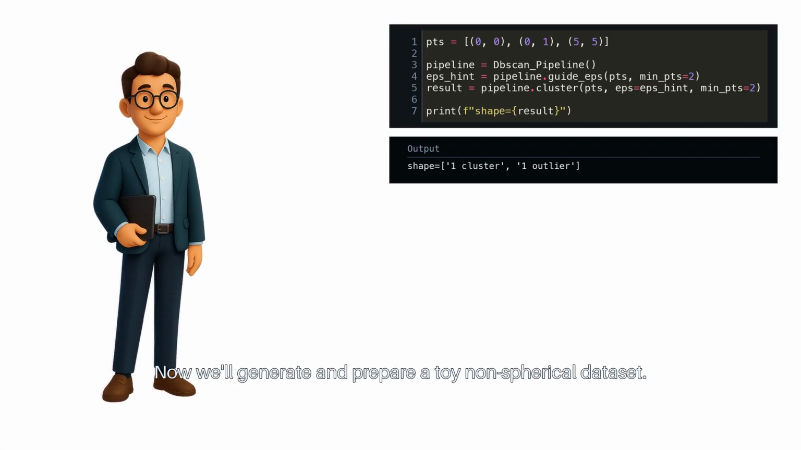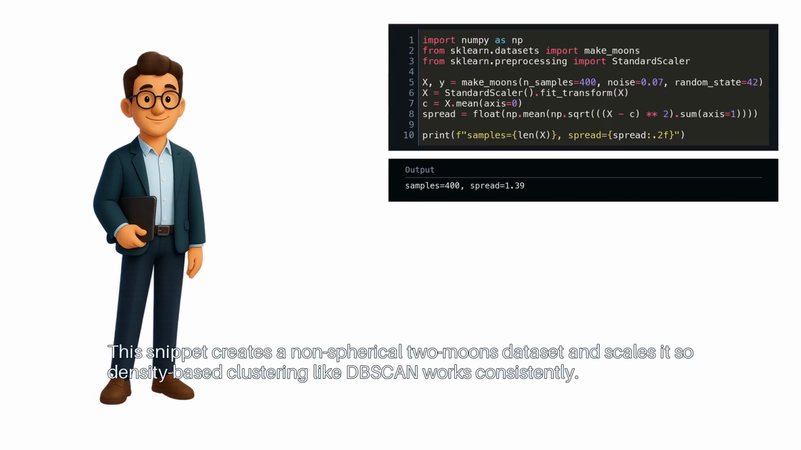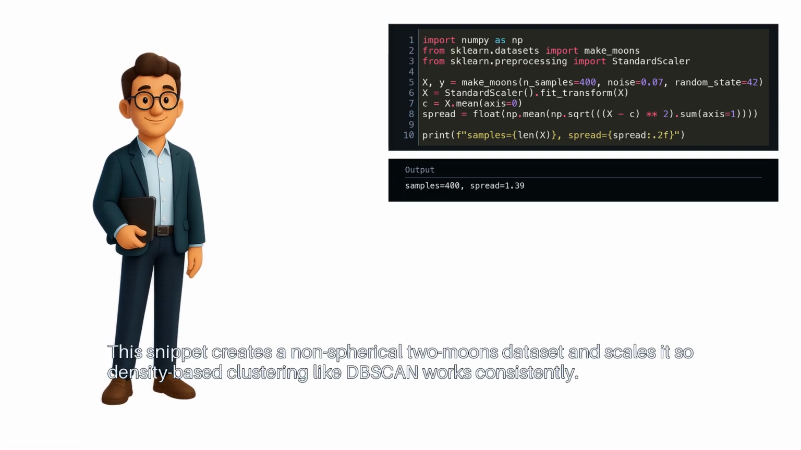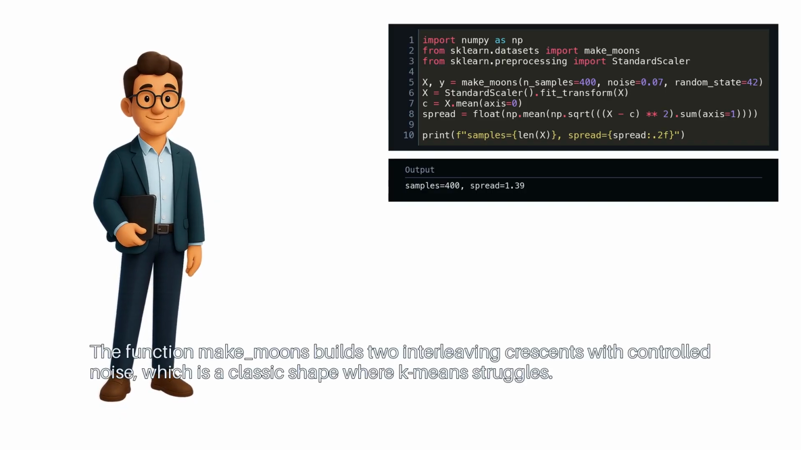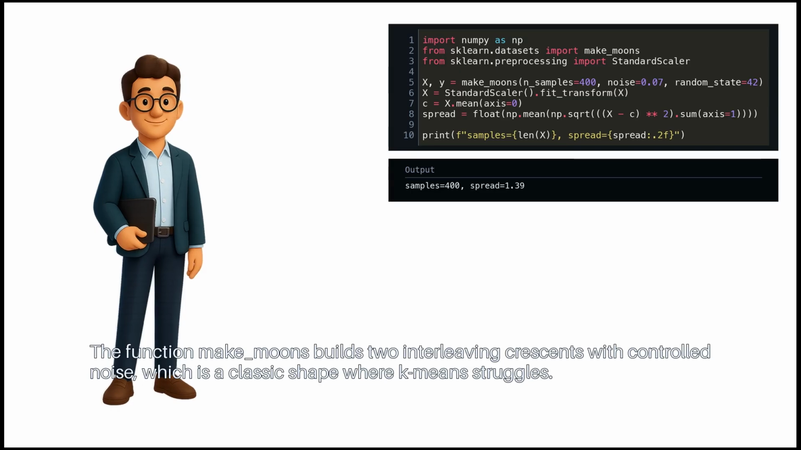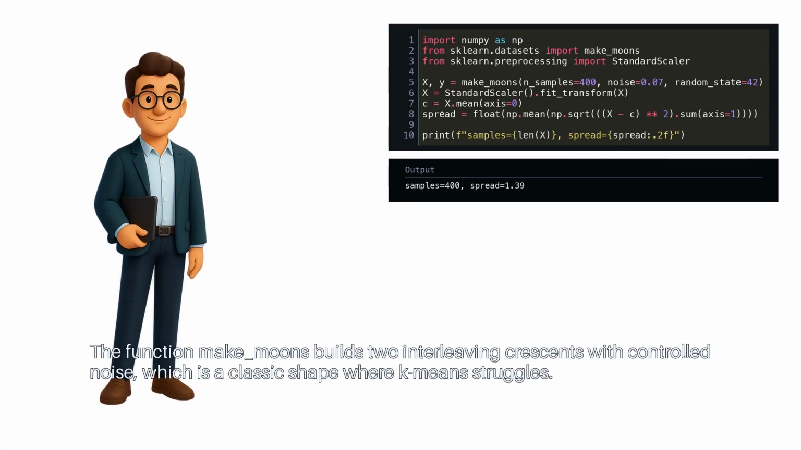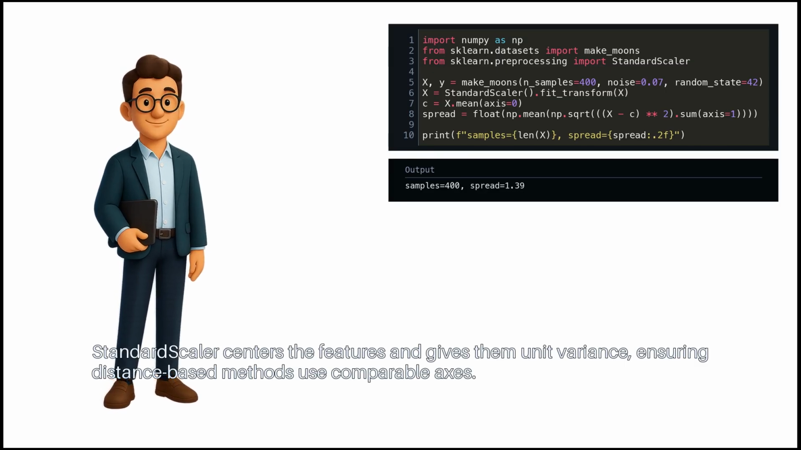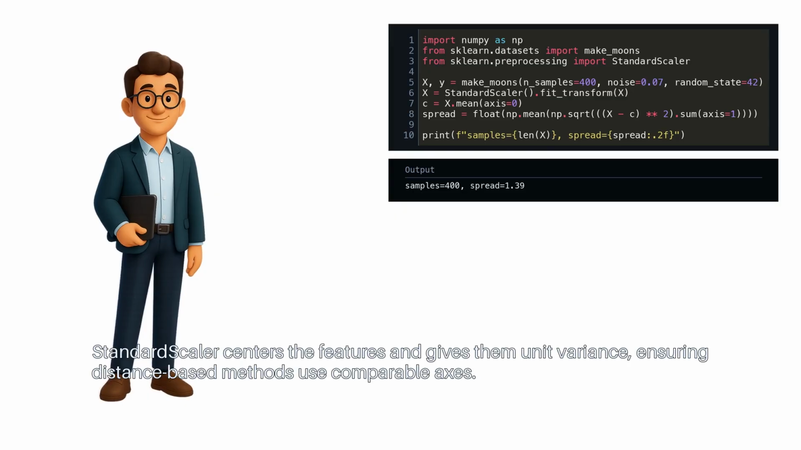Now, we'll generate and prepare a toy non-spherical dataset. This snippet creates a non-spherical 2-moons dataset and scales it so density-based clustering like DBSCAN works consistently. The function make_moons builds two interleaving crescents with controlled noise, which is a classic shape where KMeans struggles. StandardScaler centers the features and gives them unit variance, ensuring distance-based methods use comparable axes.